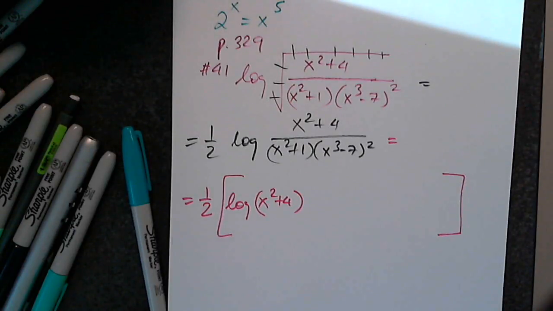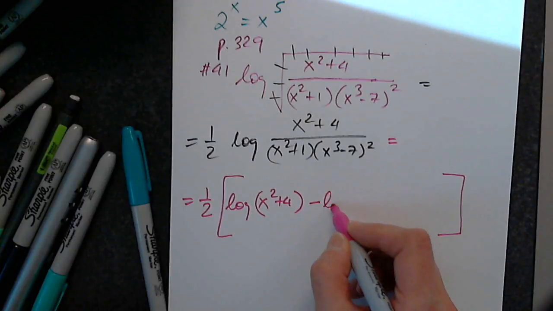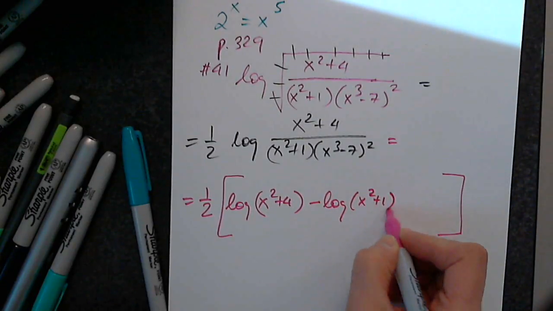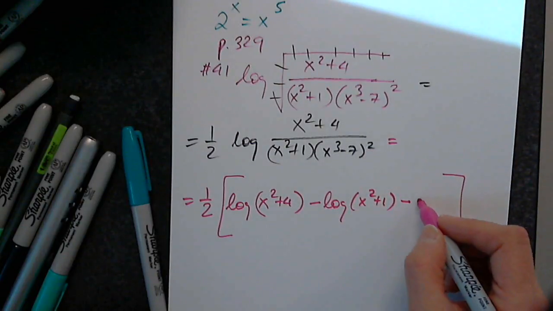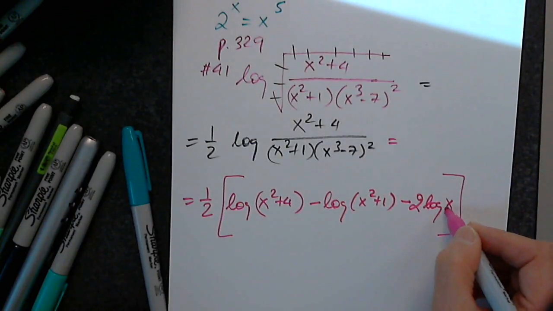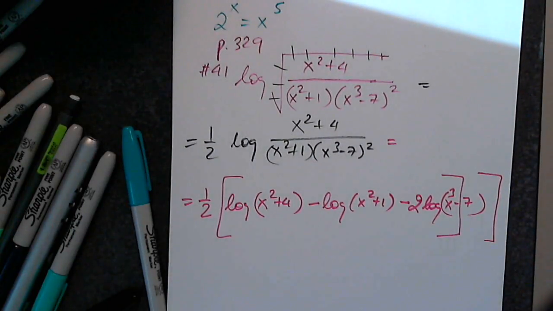We only have 3 properties: log applied to a product, log applied to a ratio, and log applied to a power. And then minus log of x squared plus 1. Minus, exactly. And then the 2, I will put the 2. Yeah, 2 log x cubed minus 7. And that would be it because everything has a variable.